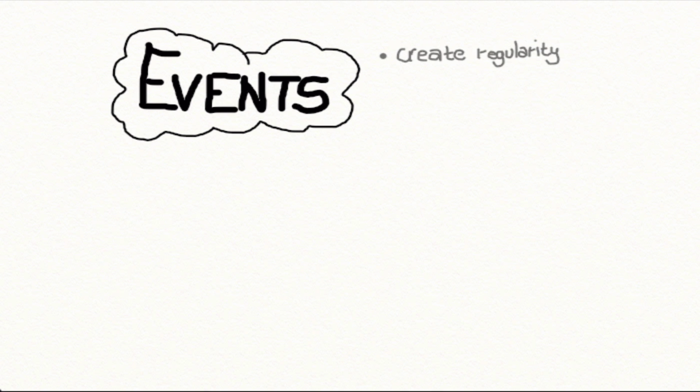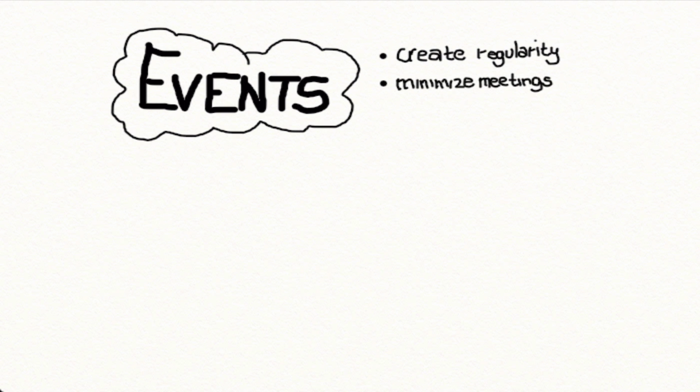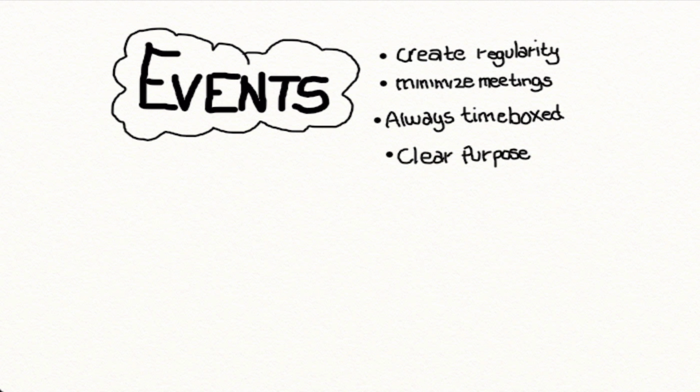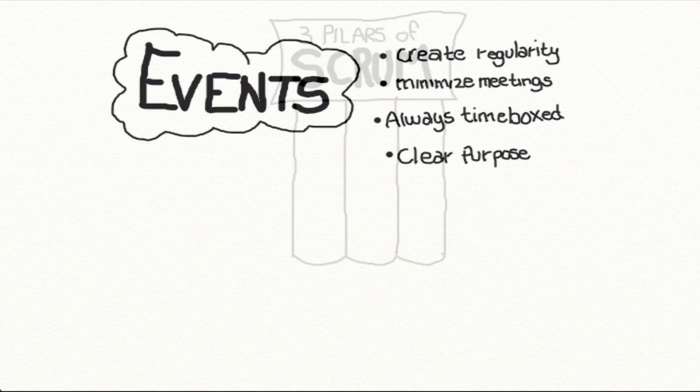Paraphrased, one could say that events are the pre-scheduled meeting points for everyone on the Scrum team. In Scrum, predefined events are important to have and uphold to be able to create regularity and minimize meetings. Events are always time-based with a maximum duration and a clear purpose to avoid waste of time.